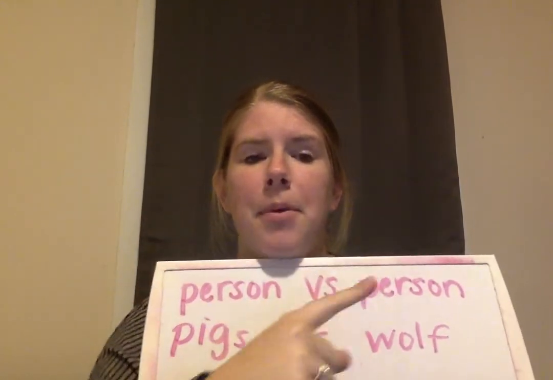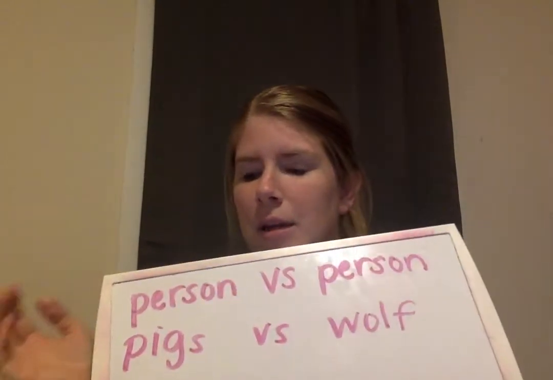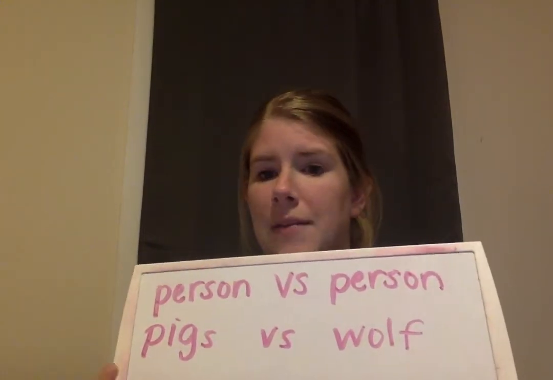So every book you read has a conflict, and in The Three Little Pigs, it just so happens to be person versus person. Sometimes the conflict is inside of you. So sometimes, like for instance, in Charlotte's Web, Wilbur, the pig, has a conflict within himself. He is really, really struggling with being lonely. And so that is a person versus self conflict.